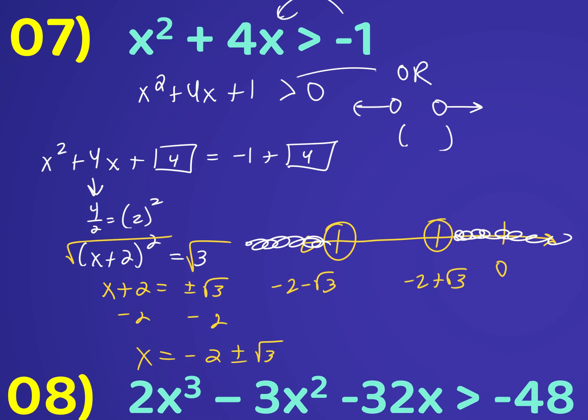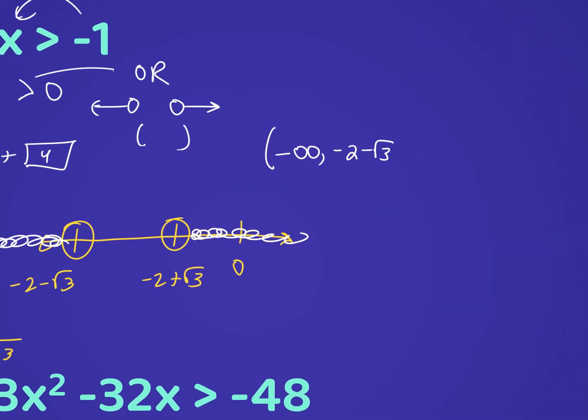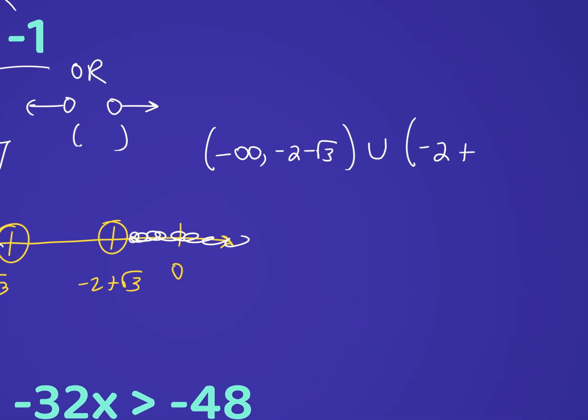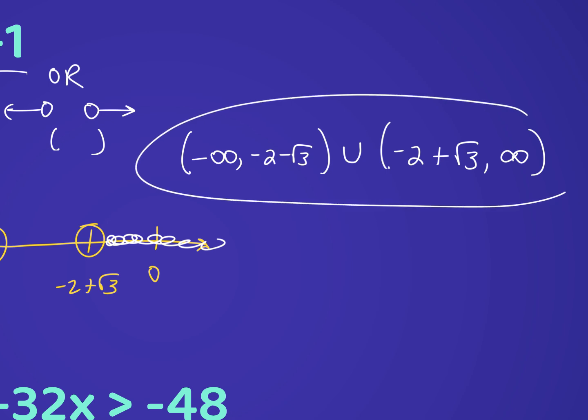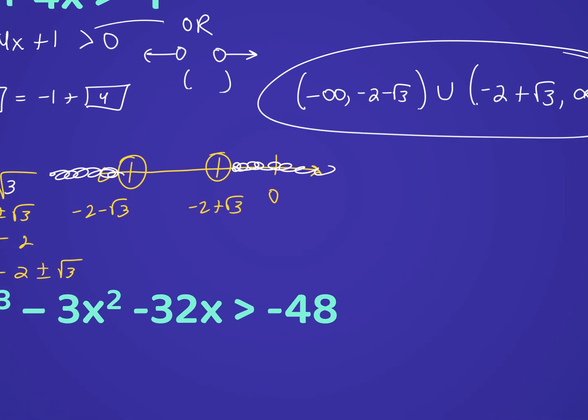So how would I write my interval notation from left to right? Negative infinity, comma, negative 2 minus root 3. Hold on, what goes on the end? Parenthesis, then what? Union, then what? Yep. Negative 2 plus square root of 3, comma, what? Infinity and a parenthesis. Good, good, good. All right, last one, and then I'll stop yapping.